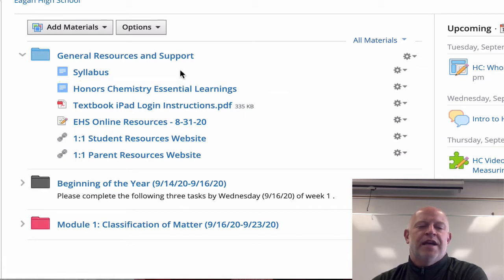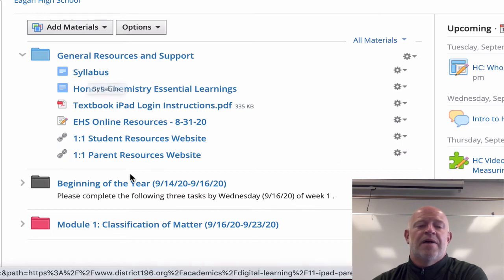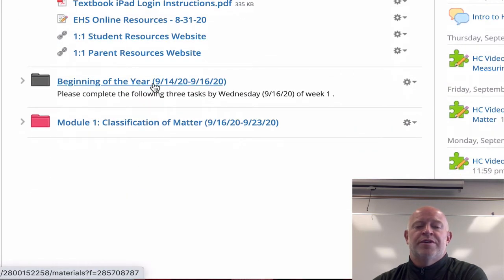Let's take a look at these folders. So we have this folder here. Biggest thing here is your syllabus. So this is going to be a lot of the nuts and bolts of how class is going to work for you guys. We have a beginning of the year folder, which we're going to be tackling the 14th through the 16th. So yes, even if I don't see you until Thursday or Friday that first week, there are things I'm expecting you to do on Monday and Tuesday of that week. Okay? So there is going to be an expectation that school begins on Monday for everybody, whether or not I have physically seen you in class yet.